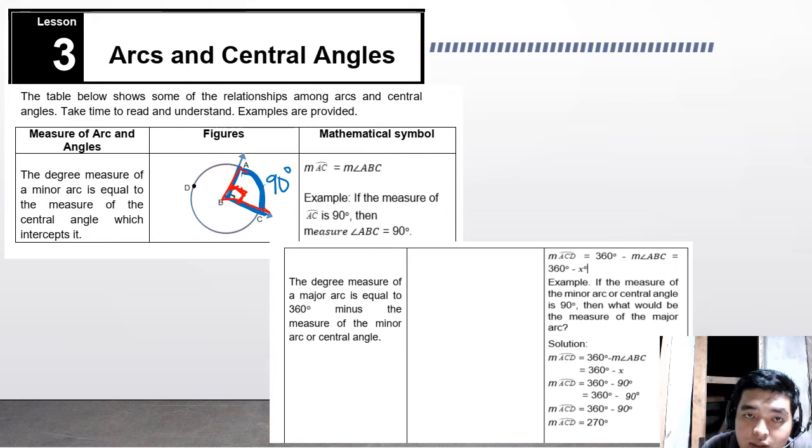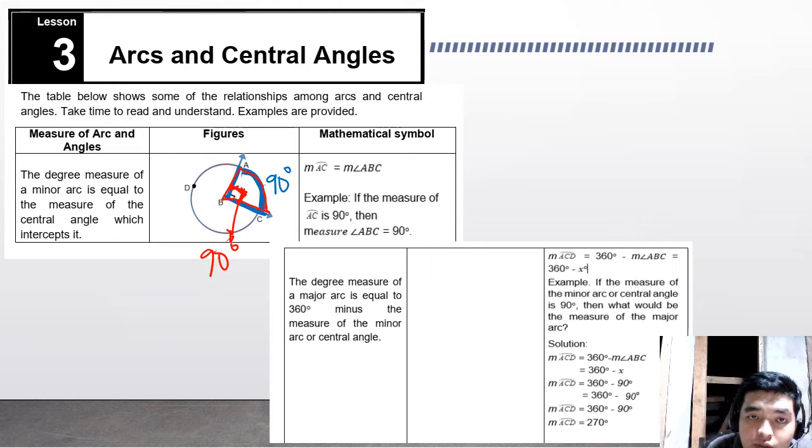Okay, if this is 90, the central angle is also 90 degrees. Again, that is the first measurement of a central angle. Next, the degree measure of a major arc is equal to 360 degrees minus the measure of the minor arc or the central angle.